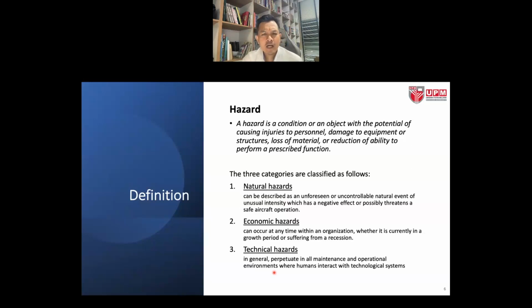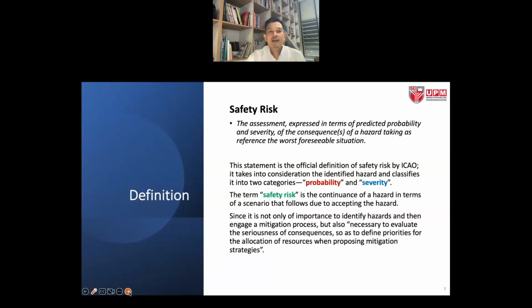It can be manufacturing machinery, or it can be any environment or system that has interaction between human and technological system. Okay, so we call it technical hazards. The next one is safety risk. All right, what is safety risk?